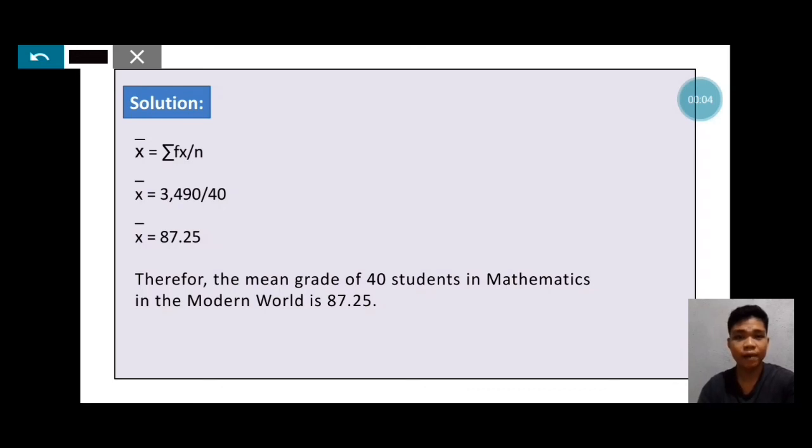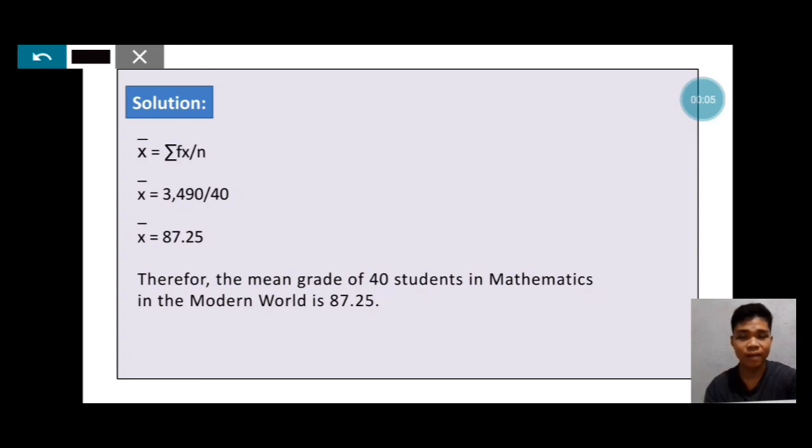After that, the next step that we're going to do is to find the solution. We can find the solution by using this formula. X bar is equals to the summation of the product of f and x over n. And then, we need to substitute the given information to the formula. Thus, x bar is equals to 3,490 over 40, where 3,490 is the summation of the product of f and x, and 40 is the number of the data.